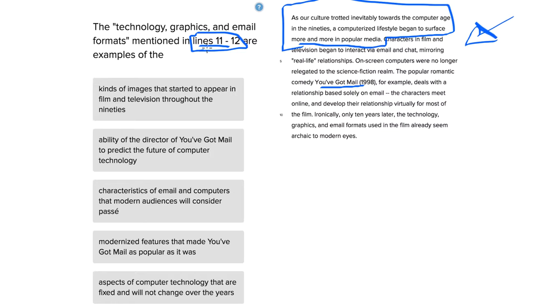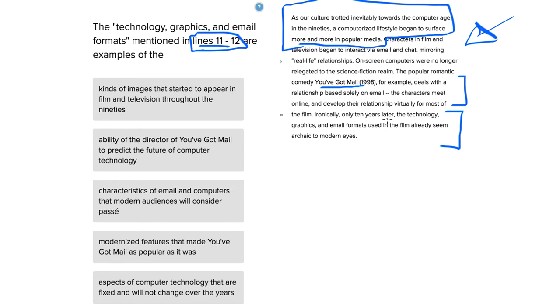And now we're looking at lines 11 through 12. So this is here near the end. "Ironically, only 10 years later, the technology, graphics, and email formats used in the film already seem archaic to modern eyes." And this comes after the introduction of the popular romantic comedy You've Got Mail, which we just saw was an example backing up the fact that in the 90s there was this computerized lifestyle, right? Its characters met online, developed relationships virtually, etc.